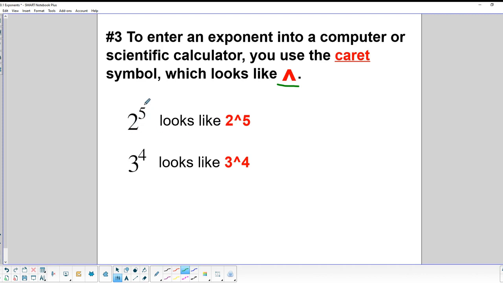So if you wanted to find 2 to the 5th power, you would just type the number 2. Then you'd find the little caret key that looks something like this. And then you type the number 5. And that would be 2 to the 5th power on our calculator.